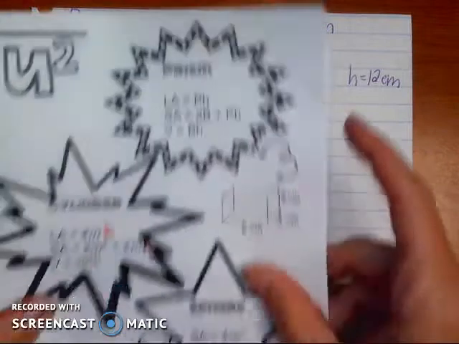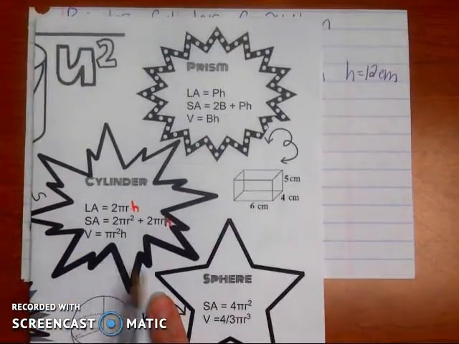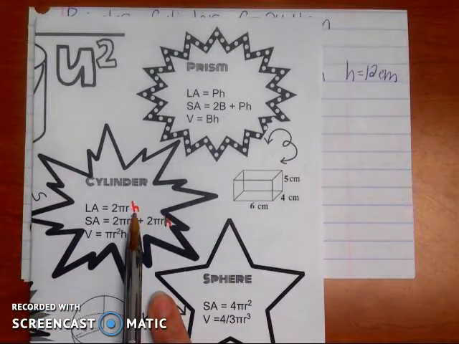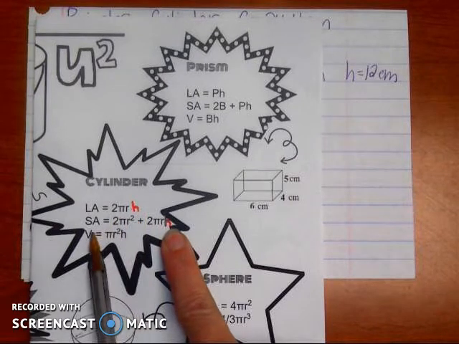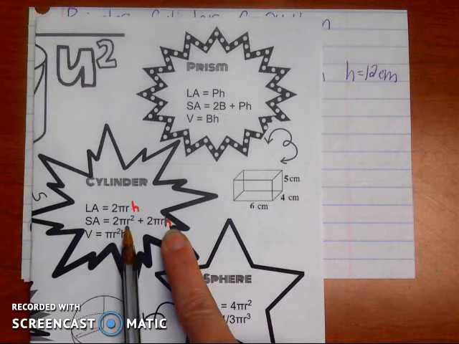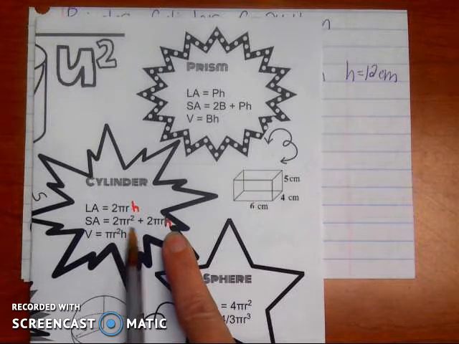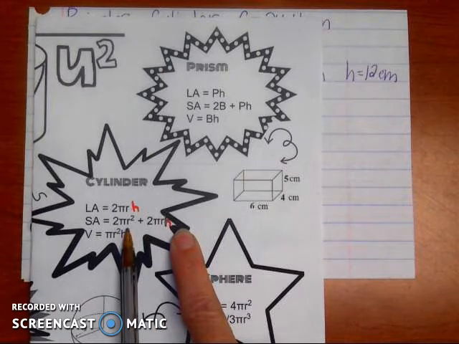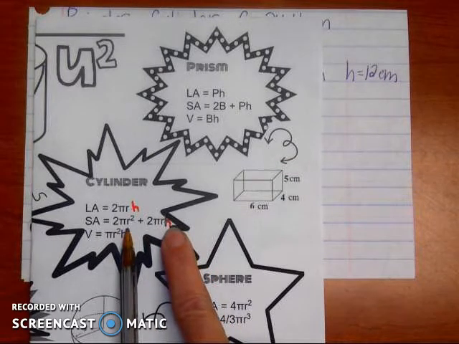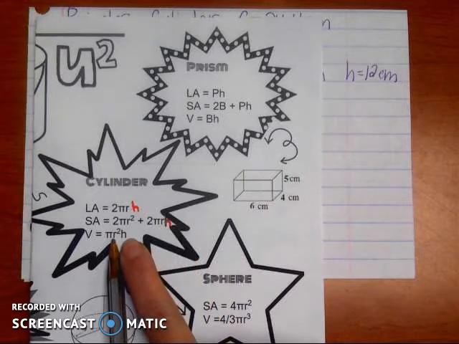So when I look at my doodle notes, I'm looking at my cylinder, and I hope you added the H to your doodle notes because it's part of the doodle notes. My surface area is 2 times pi times the radius squared plus 2 times pi times the radius times height. Okay, so I have my radius and I have my height, so I have those dimensions, and then I have radius and height for my volume.